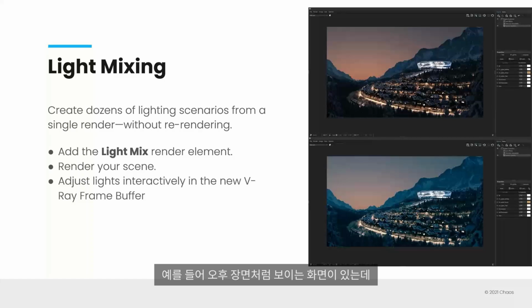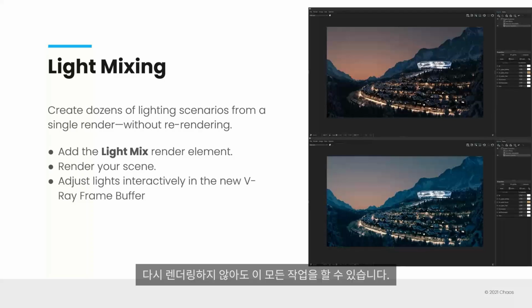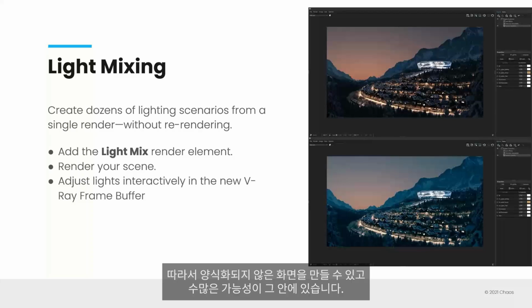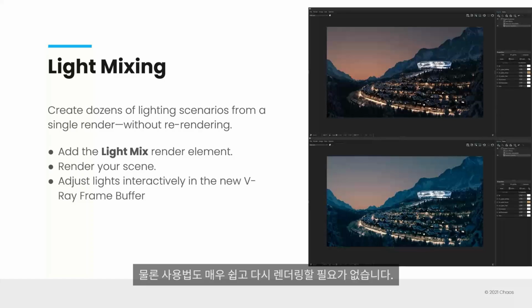So for example, you could take a scene that looks like it's an afternoon scene or something and make it look like an evening scene, all by just making changes in the light mixer. And you can do all of that without even having to re-render it. So you can even make a scene that's maybe not as stylized look more stylized. Just tons of possibilities with it. And it's, again, just super easy to use, and you won't have to do any re-rendering.